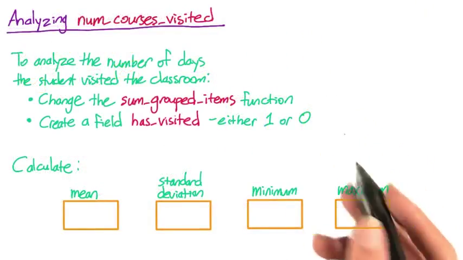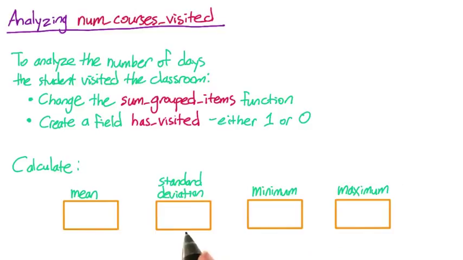Using whichever of these two methods you prefer, calculate the mean, standard deviation, minimum, and maximum for this number, the number of days students visit any nanodegree course during their first week. Then enter your results in these boxes.